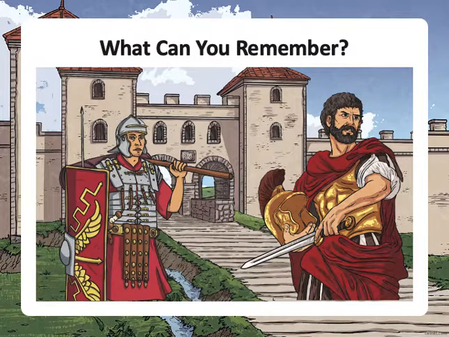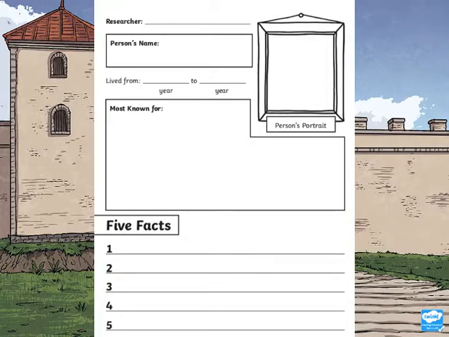And before we finish our lesson, can you think, is there anything else you can remember? You can also do your own research, of course, if you want to find out more about Emperor Hadrian, because he's a very interesting man. And remember, you need to fill this sheet out beautifully. So researcher, that's your name. Person's name is Emperor Hadrian. We know when he lived from and to. I've given you those facts in the Some Extra Facts page.